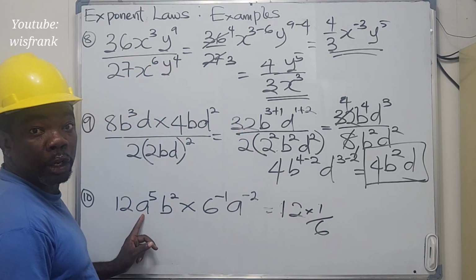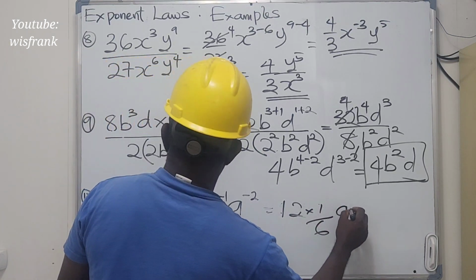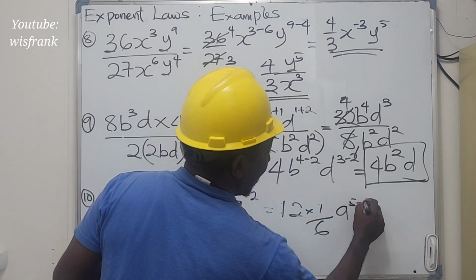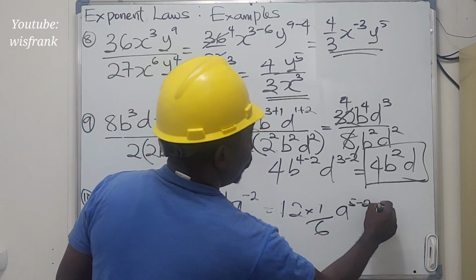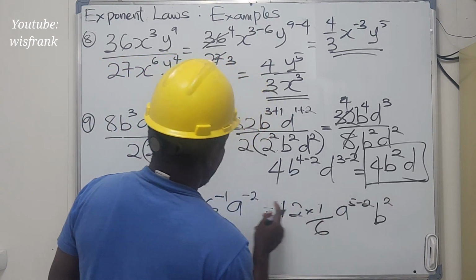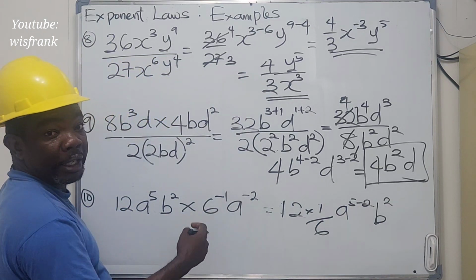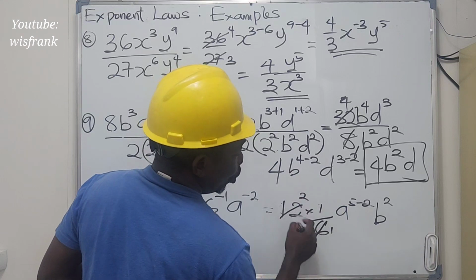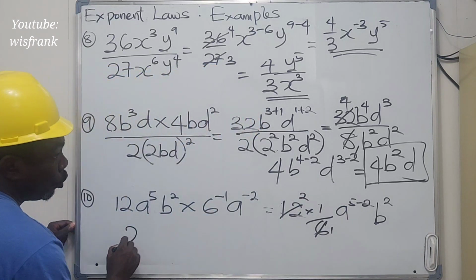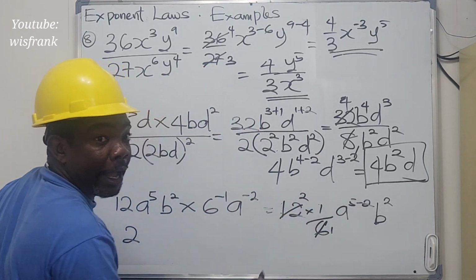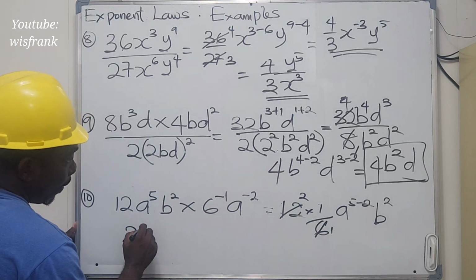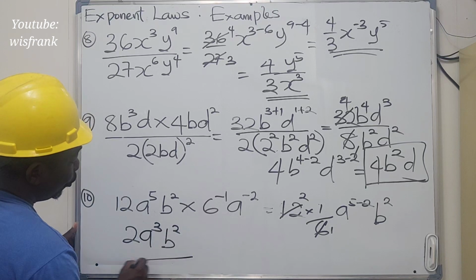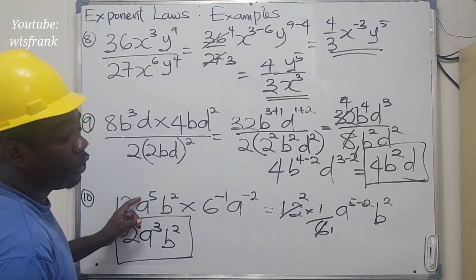So we have here the variable, which is a. Our a to the power of 5. Taking this one, we multiply, we have minus 2. So we have the next one, which is b to the power of 2. Taking, we don't have a b here, so it stays. So this will become 6 will go here 1, and 6 will go here 2. So we are now left with 2 a to the power of 5 minus 2 will become a to the power of 3. Then we have b to the power of 2. So this is what we have as the answer to this expression.